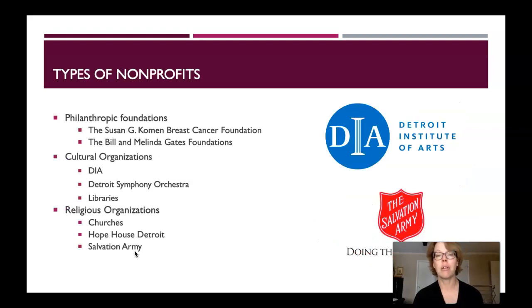Philanthropic, where they are giving money for a certain cause. So, like the Breast Cancer Foundation, Bill and Melinda Gates are doing a lot with immunizations, and they just give all kinds of money to help around the world, not just in the US. Then there's cultural organizations like the DIA, the Detroit Symphony, libraries, and then, of course, religious organizations like churches, Salvation Army. Hope House Detroit is a faith-based nonprofit that we have a good relationship with at Rochester, and some of my classes have done work for them in the past.